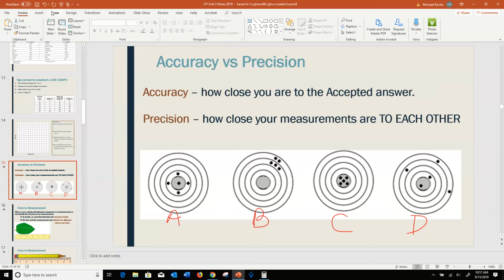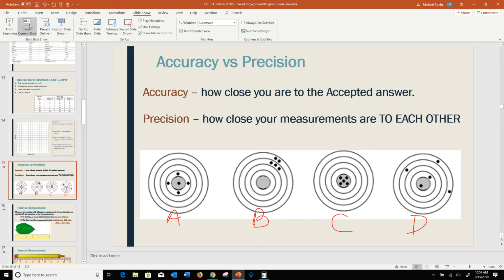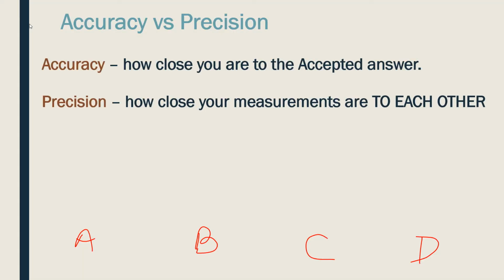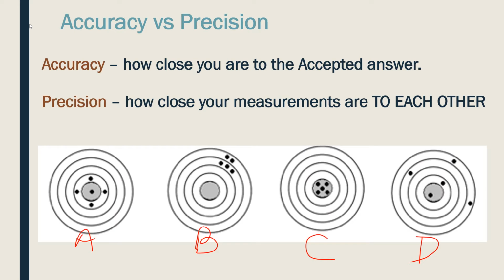Okay, so let's go over a couple things here. The accuracy versus precision. You guys seem to have this down pretty well. Accuracy is how close you are to an accepted answer when something is known, like the density of a metal, and then you're testing it, how close you are to reaching that known answer. And precision is just how close your measurements are to each other.